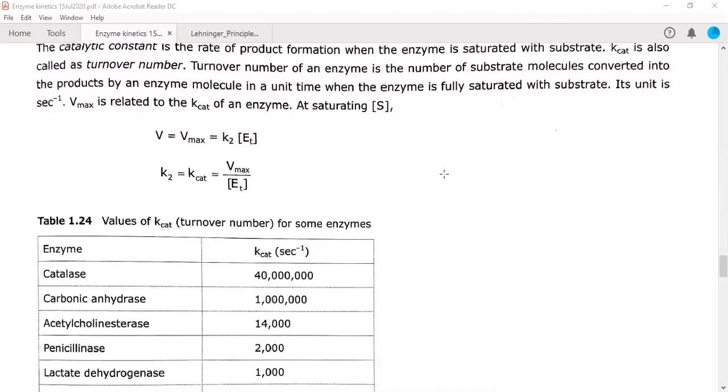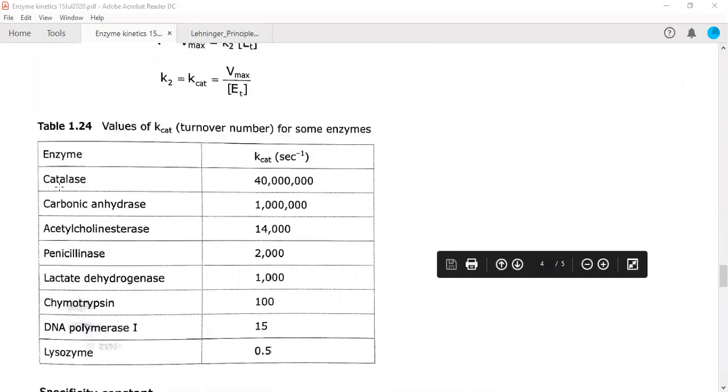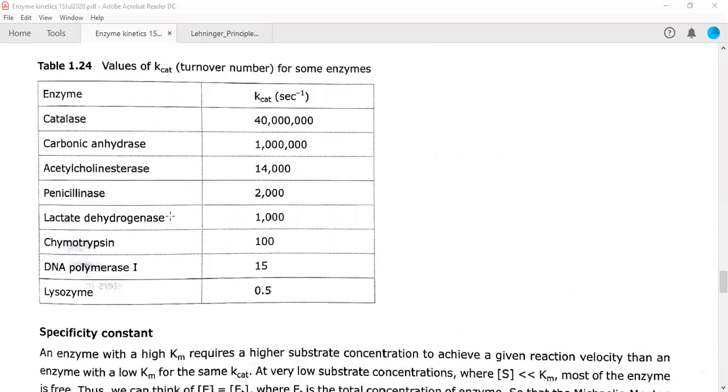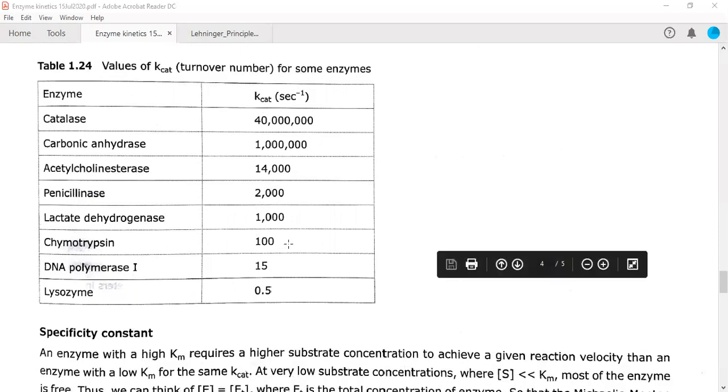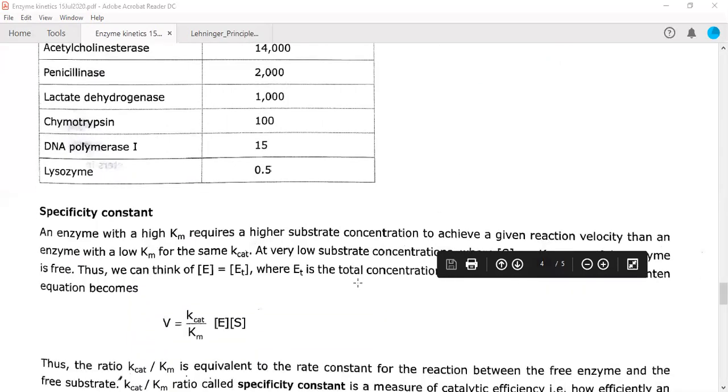For example, catalase has the highest value, 4 into 10 to the power 7, followed by carbonic anhydrase and so on. Lysozyme has only 0.5 and DNA polymerase has some 15. So DNA polymerase 1 can polymerize 15 nucleotides per second. Similarly, chymotrypsin can break down 100 bonds and so on. So the catalytic constant or turnover number we can find.